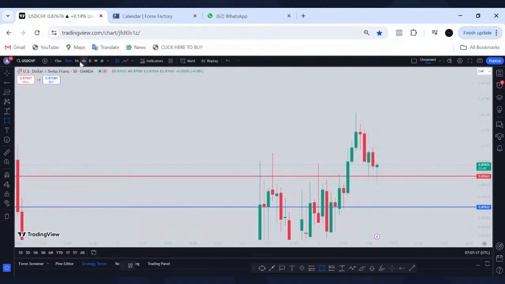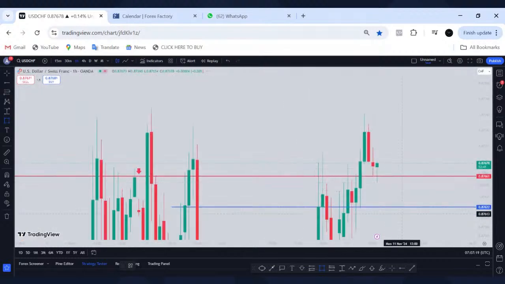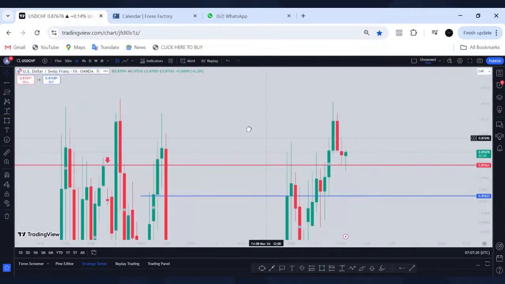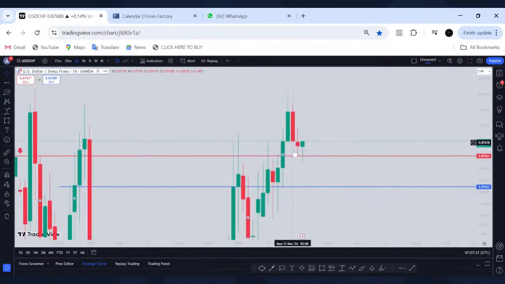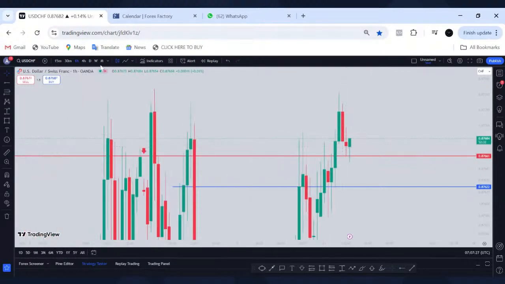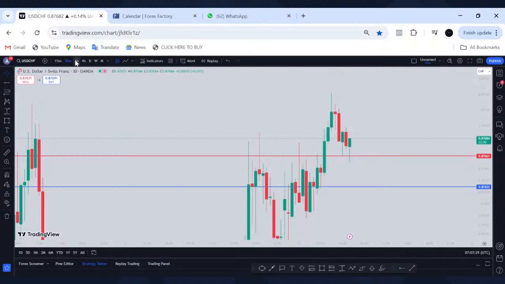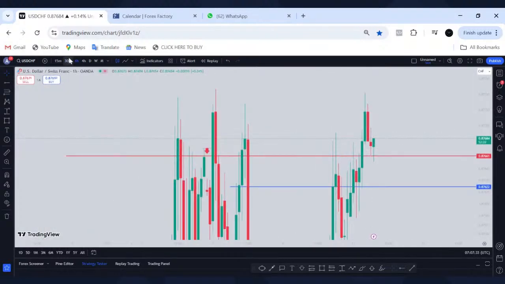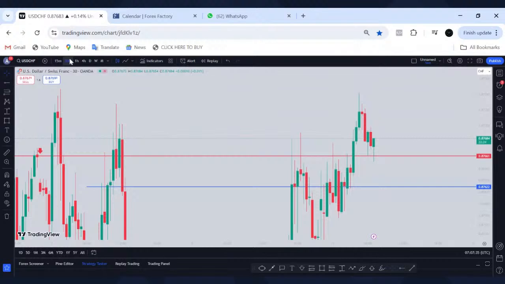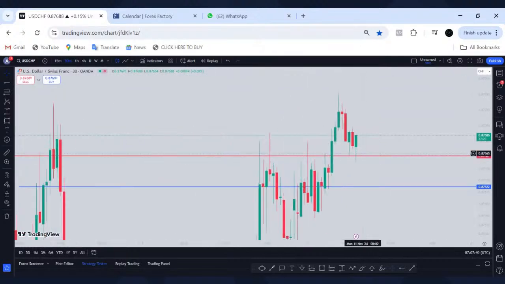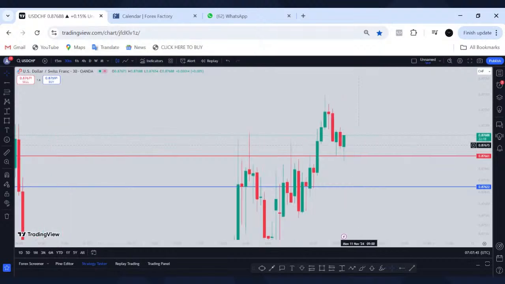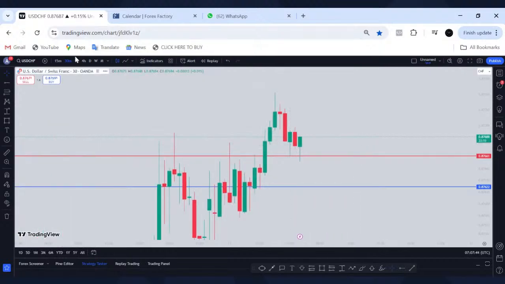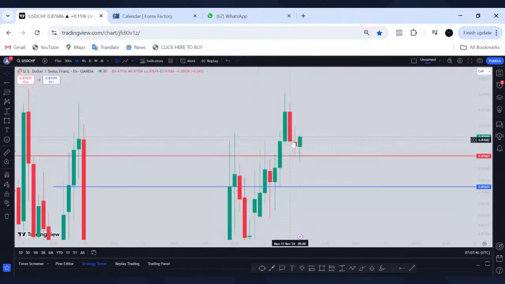So when price is in an uptrend like this, you need to wait for price to give you a first turn, because the previous candle is a bearish candle. Okay, the previous candle is a bearish candle. So you need to wait for a bullish candle to close before you execute. You get it? This candle hasn't closed yet, so we are going to wait patiently for the candle to close.